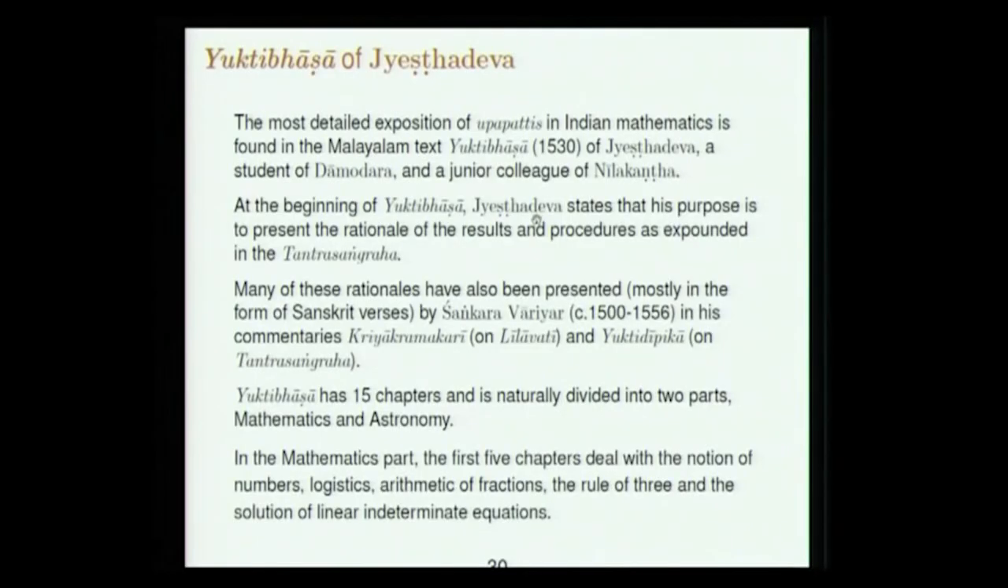The most detailed exposition of Upapattis in Indian mathematics is found in Yukti Bhasha of Jyeshtadeva. Jyeshtadeva says he presents these two purposes: to present the rationales of the results and procedures outlined in Tantra Sangraha. Many of these are given in Sanskrit also in the works of Shankaravarya. Yukti Bhasha has 15 chapters.